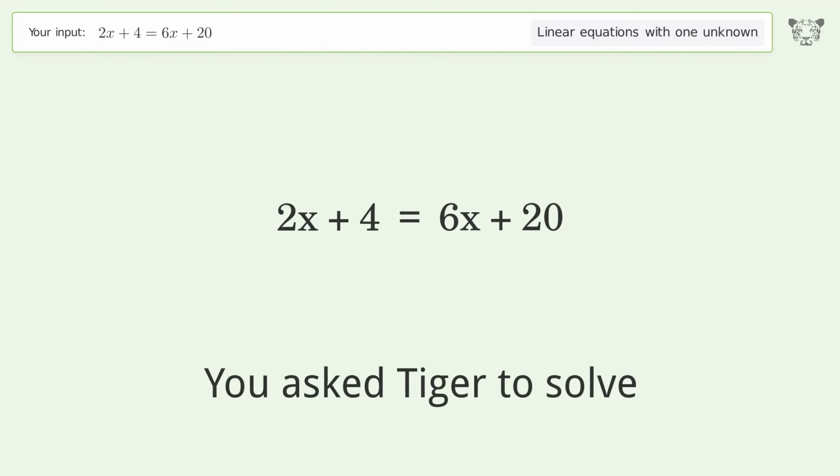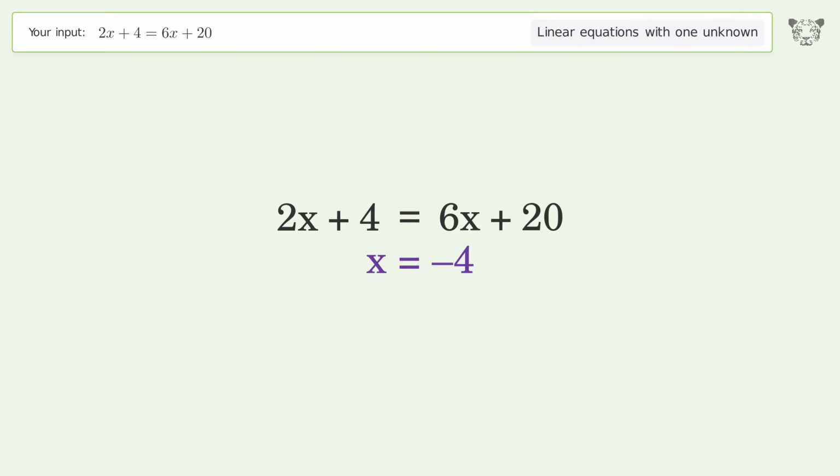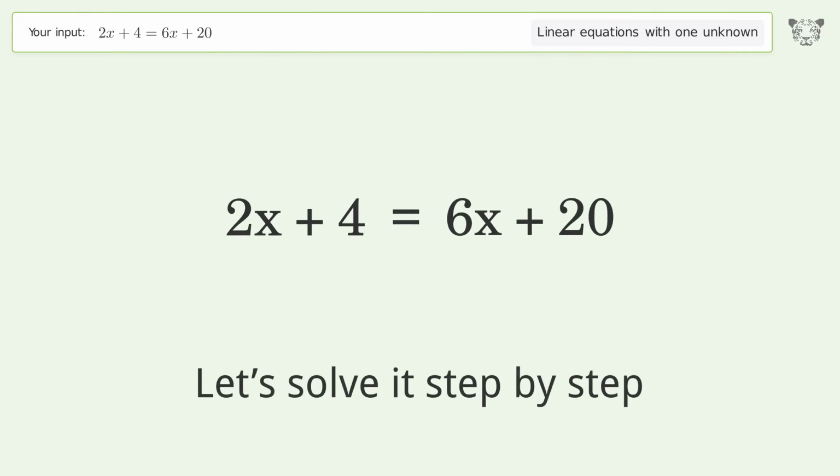You ask Tiger to solve. This deals with linear equations with one unknown. The final result is x equals -4. Let's solve it step by step.